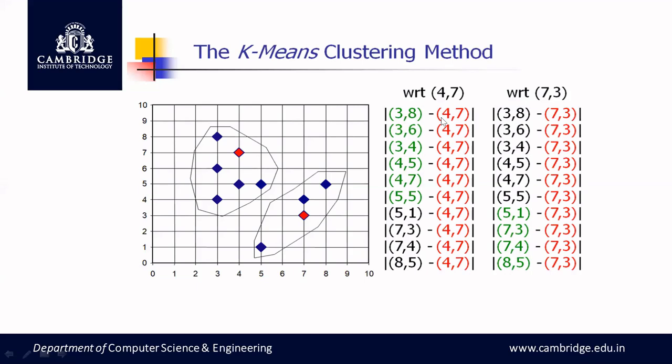So now I will take this new centroid or the center of cluster as 3.5, 7.5, and I will apply it to only this many data points.